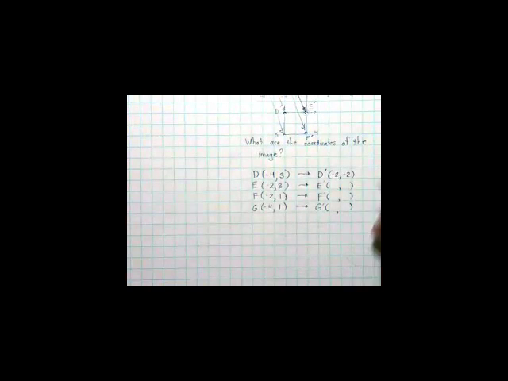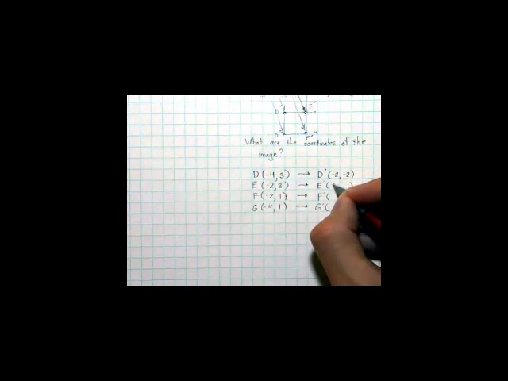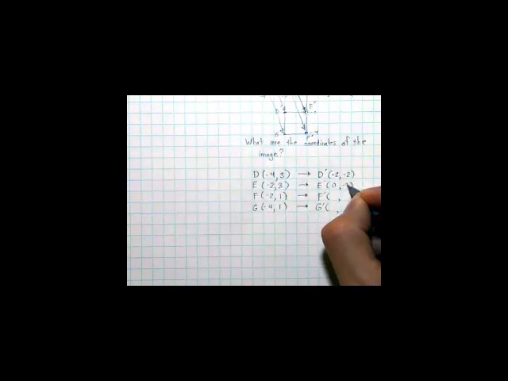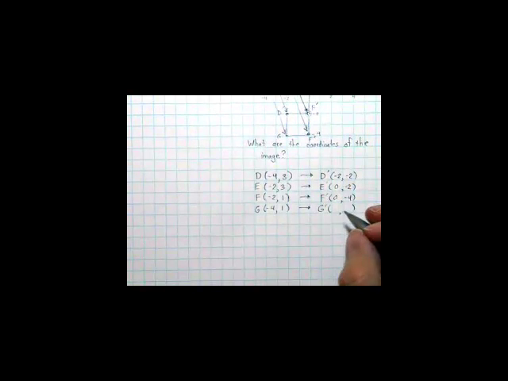So let's see where we should end up here. E prime would be at 0, negative 2. F prime should be at 0, negative 4. And G prime should be at negative 2, negative 4. Just doing it that way. And you can look in the picture and, yep, those are all exactly where they're supposed to be.